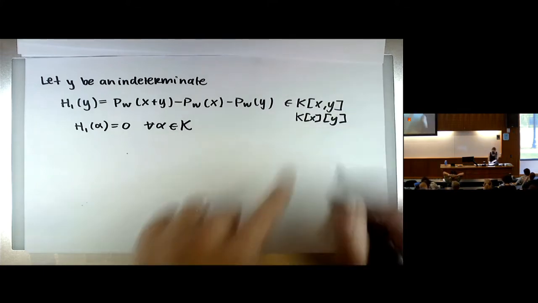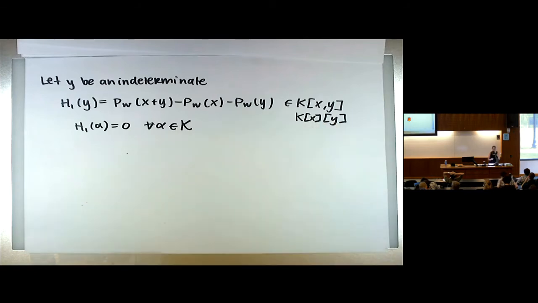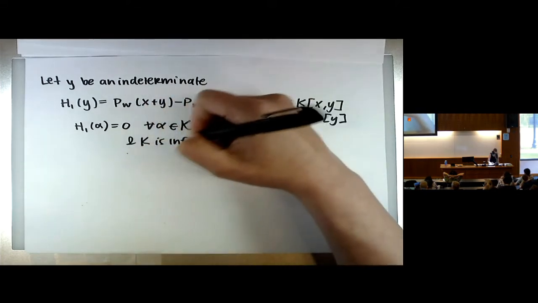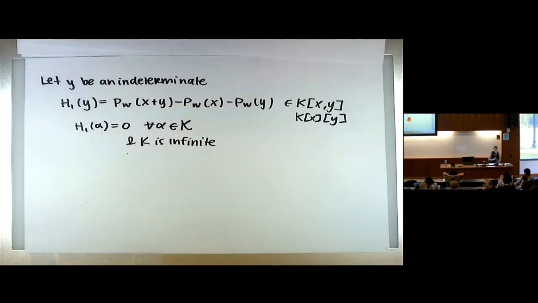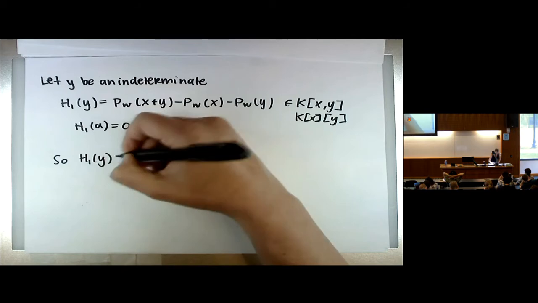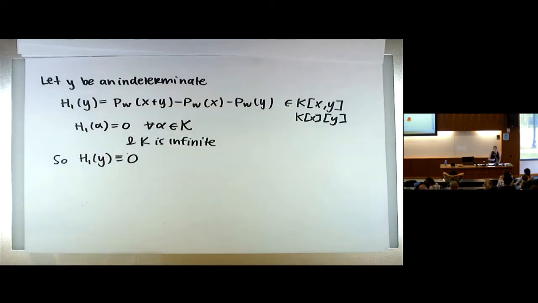So the polynomial in Y has infinitely many roots, so it has to be 0 as a polynomial in Y. And K is infinite. So that's the tricky part. So H1 of Y as a polynomial is identically 0. And so now I get this identity as a polynomial identity. And so P is additive. PW is additive.